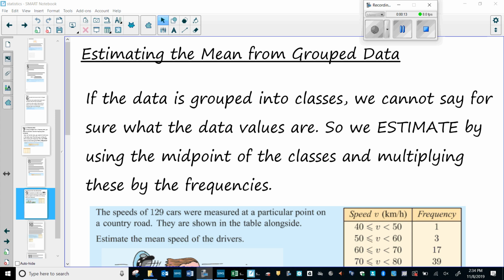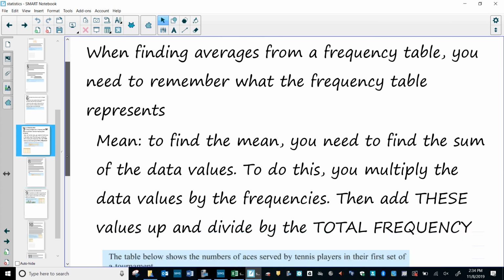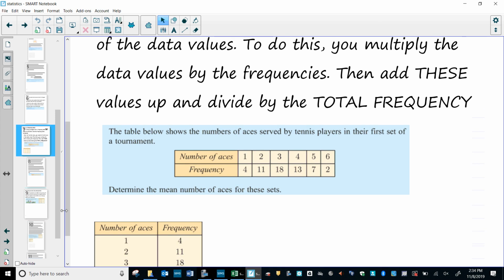So we've been looking at finding information when we have a table like this. To find the mean, what do we have to do first? We times them, one by four, up and down. Good. Then we add up the bottom ones and divide. So we have to multiply these together, yes?